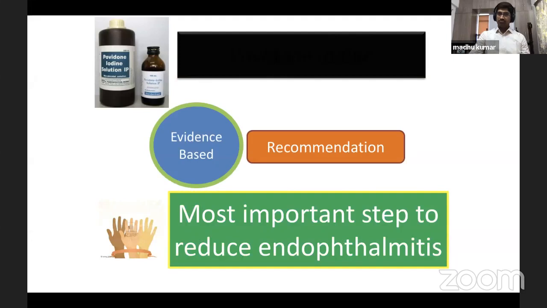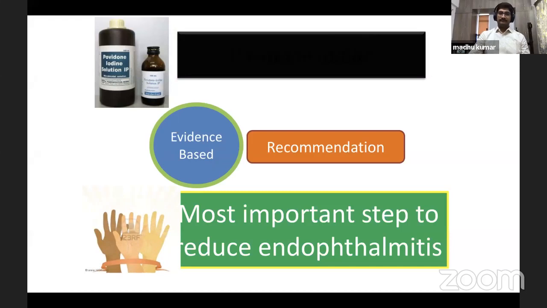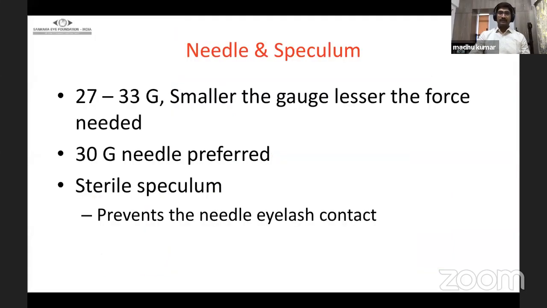Another evidence-based recommendation is that the most important step in reducing endophthalmitis, the most important prophylaxis, is using povidone iodine. So coming to the procedure, what needles can be used? Any needle between 27 and 33 gauge can be used. The smaller the gauge, the lesser the force that is needed to inject and the lesser the pain. Usually we prefer a 30 gauge needle.